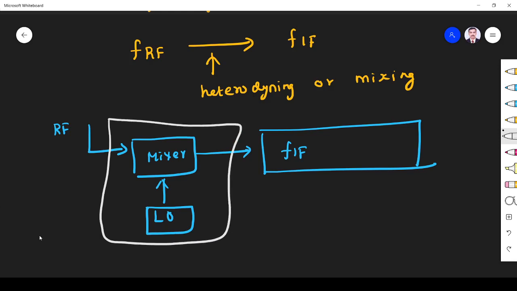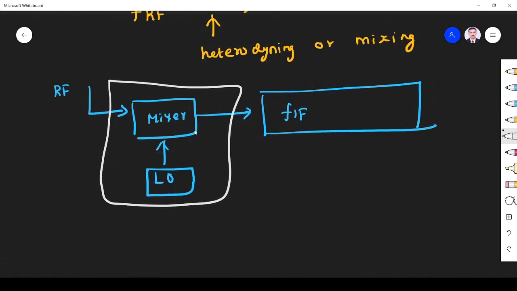Now I want to convert this RF frequency range and translate it into the IF range. This is achieved by having a frequency difference. Let us assume the frequency of the incoming signal is Fs, and FLO is the local oscillator frequency. The magnitude of the difference Fs minus FLO should be equal to FIF.